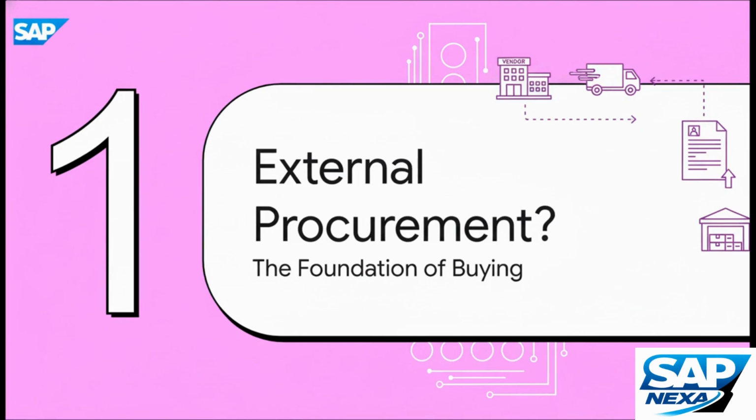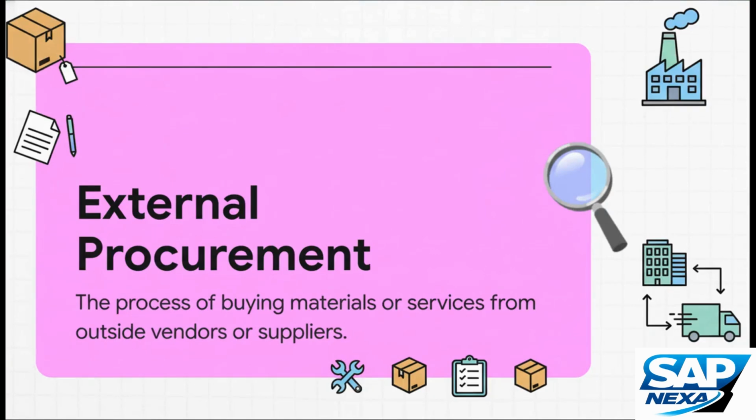All right, first things first. Let's build our foundation. What in the world is external procurement? At its heart, it's really simple. Anytime a company buys materials or services from an outside supplier, that entire process inside SAP is handled as external procurement. But this isn't just about cutting a check. Think of it as the engine that powers the entire purchasing cycle from start to finish.